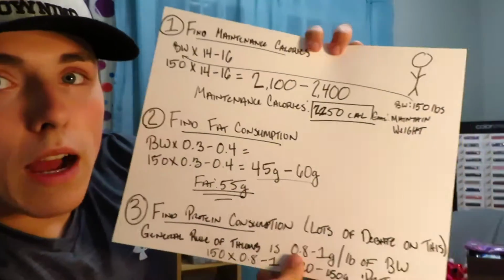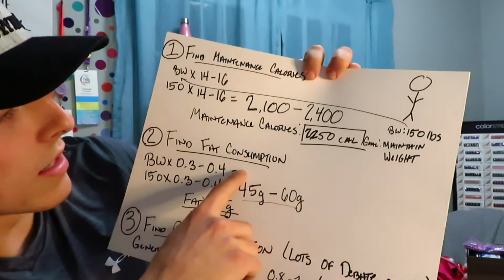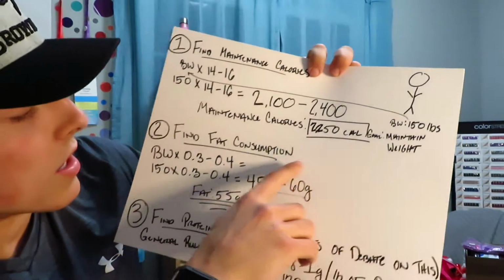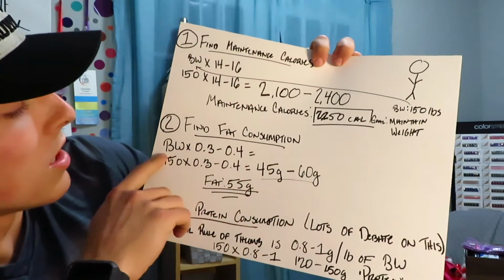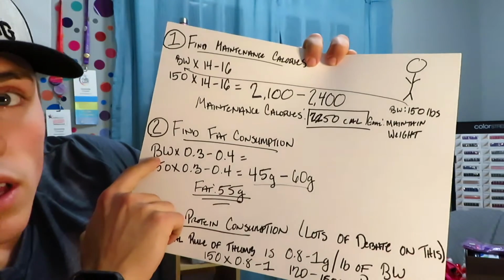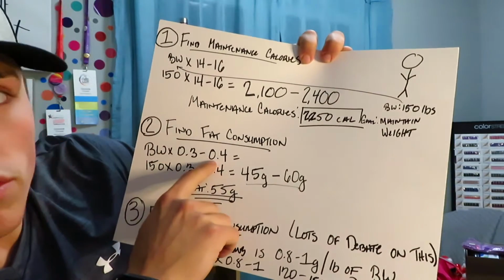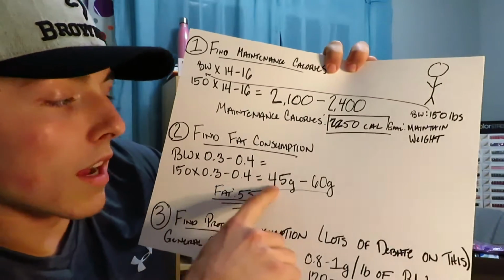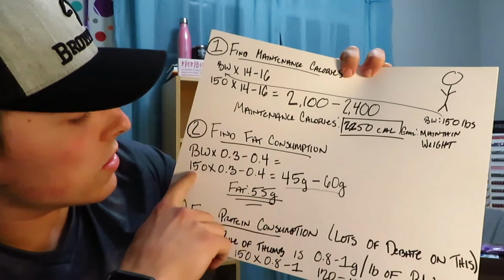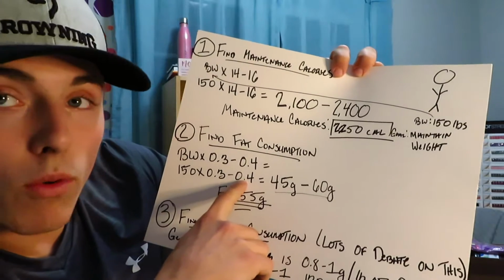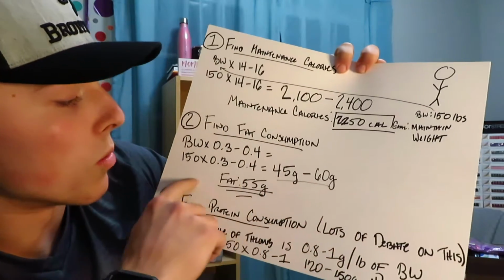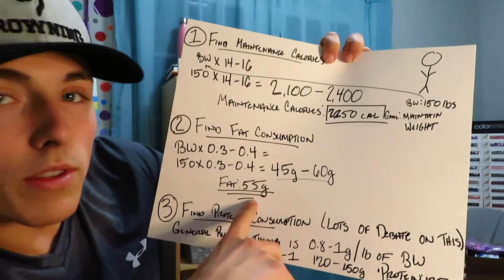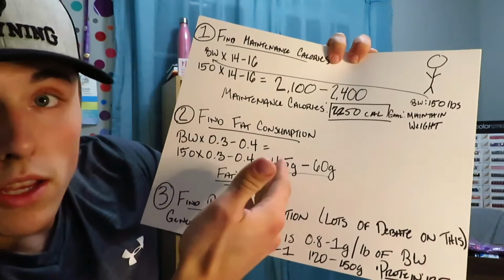Alright, so now we're going to move on to finding your fat consumption. We've got his maintenance calories at 2,250. To find your fat consumption, you're going to take your body weight and multiply it by 0.3 to 0.4. Okay, so I took 150 multiplied by 0.3 and I got 45 grams. And I took 150 multiplied by 0.4 and I got 60 grams. So once again, I went ahead and just put him right in the middle at 55 grams of fat. And that is how you calculate fat.